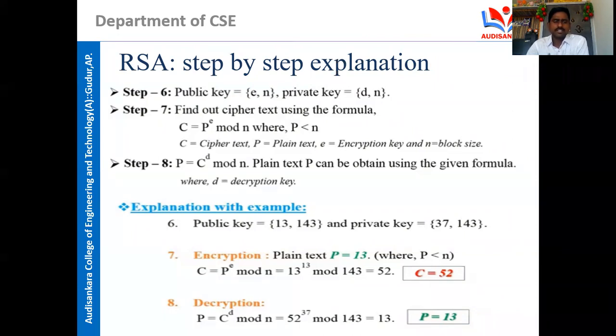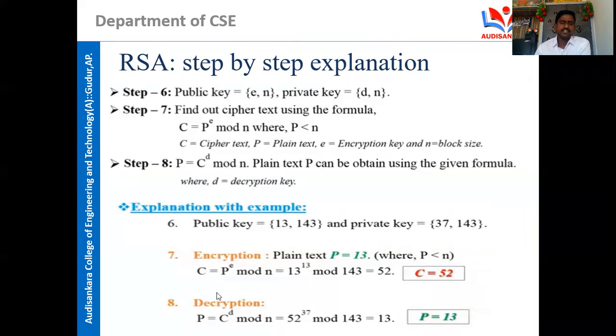Now come to the 7th step: find out the ciphertext using the formula. So how to find the ciphertext? You can observe here, C is equal to P raised to E mod N, where P is less than N. The plain text is 13, where P is less than N. So we are taking the plain text as 13 here. What is the N value? 143. So it is less than N, this condition is satisfied.